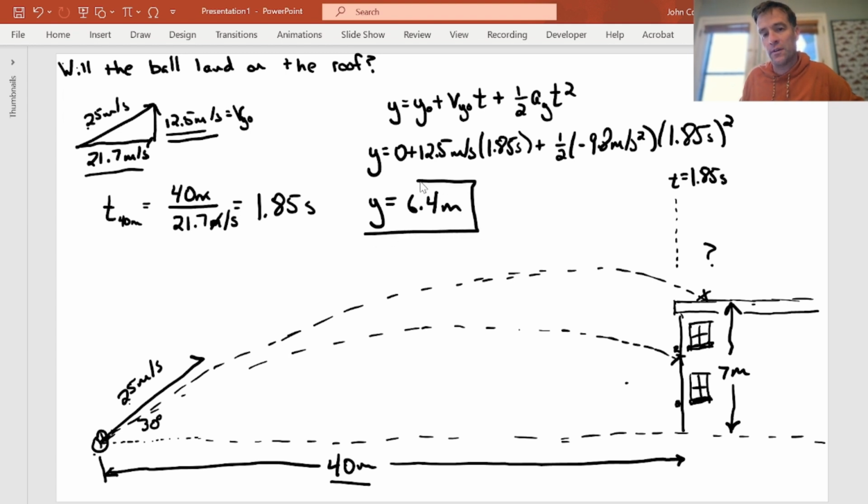So here's our vertical position, and let's look at what that means. The roof of the building is 7 meters tall. So when the projectile covers this 40 meters in 1.85 seconds, it's going to be at 6.4 meters, and 6.4 meters is less than 7 meters. And so I'm afraid that we are in danger of breaking one of these windows.